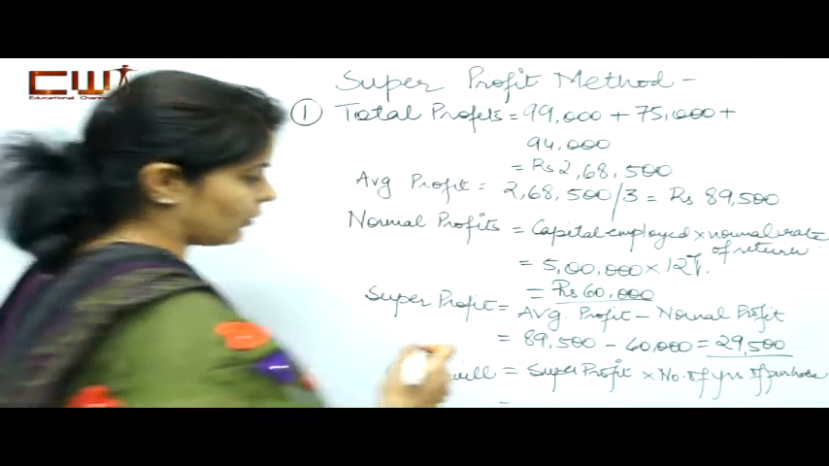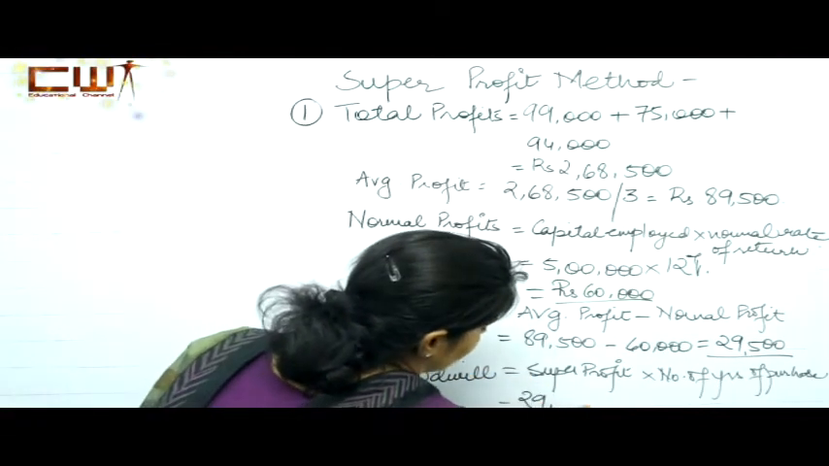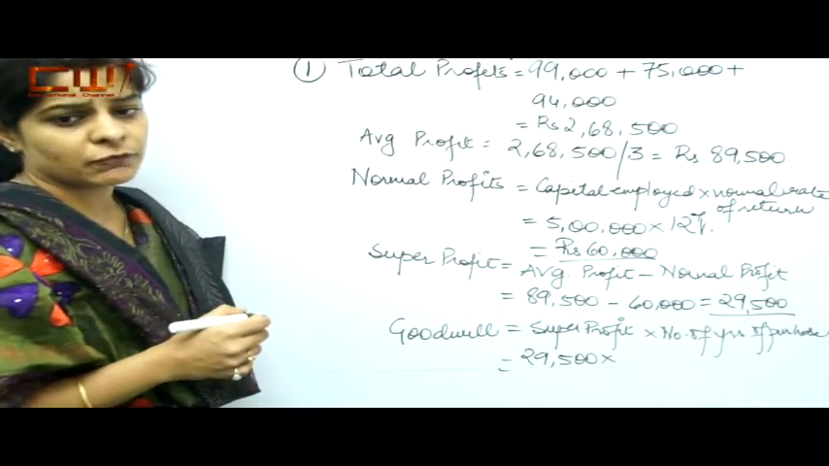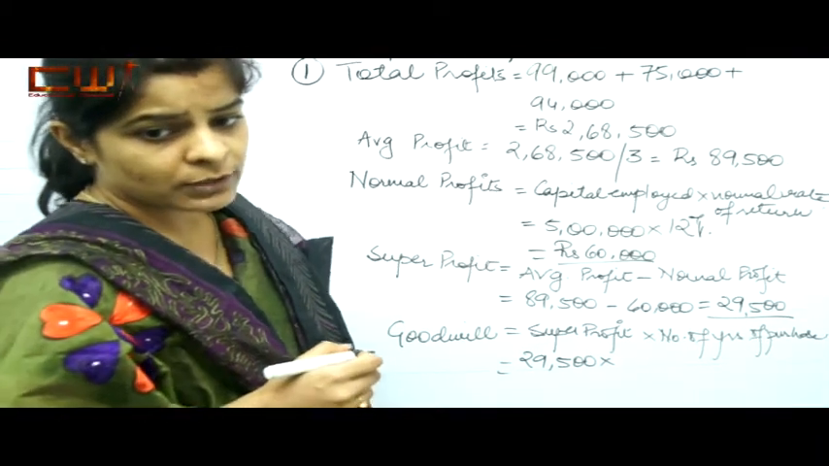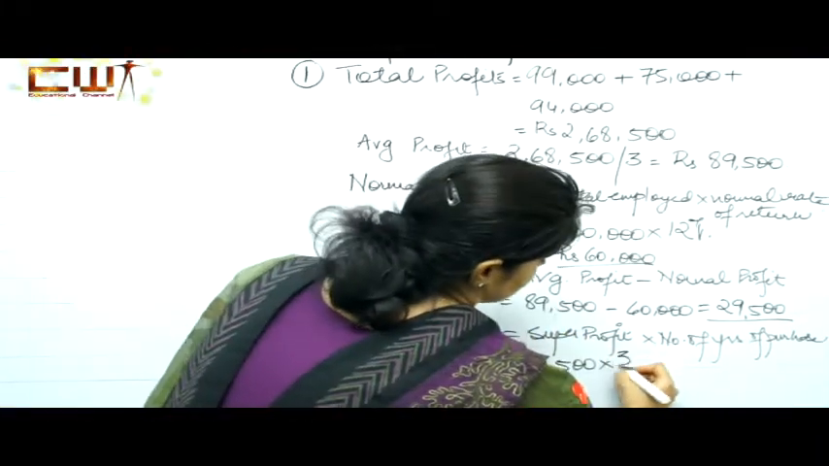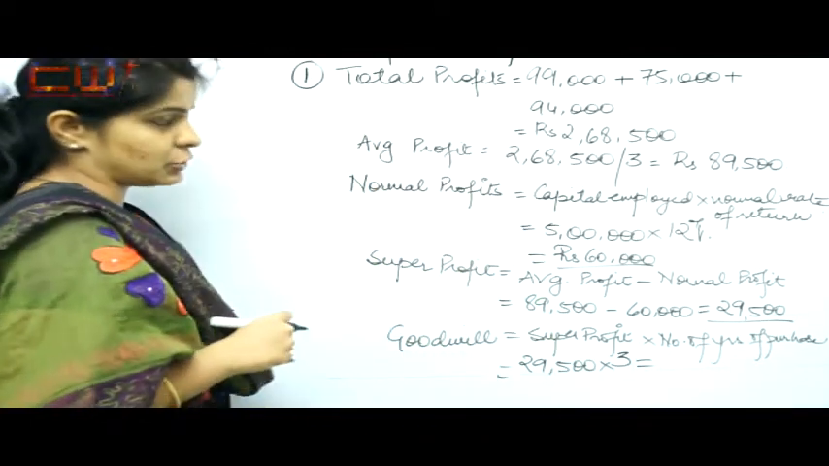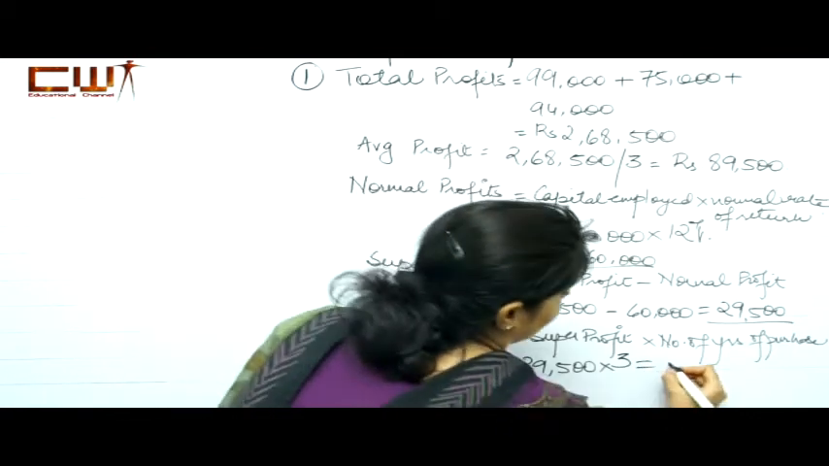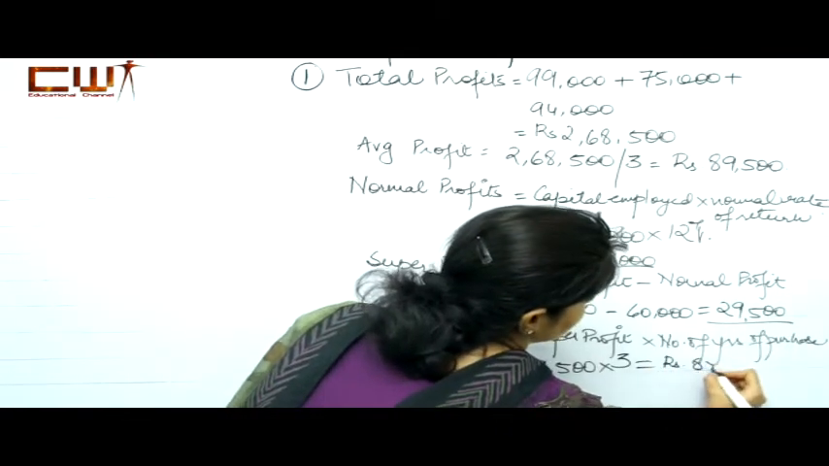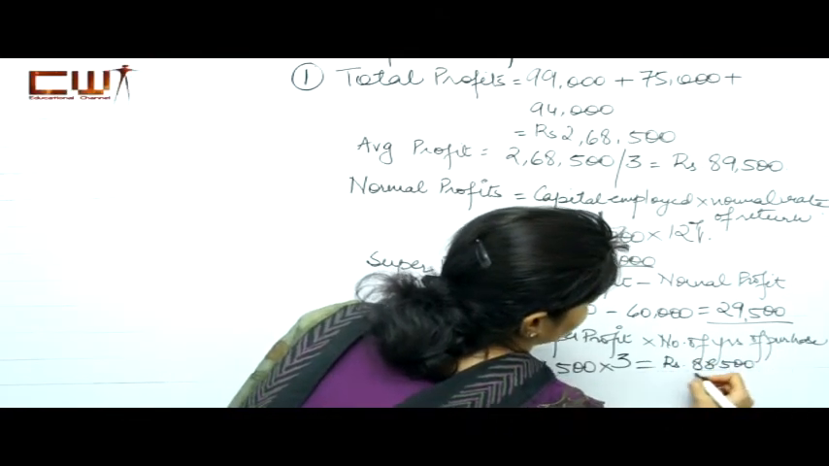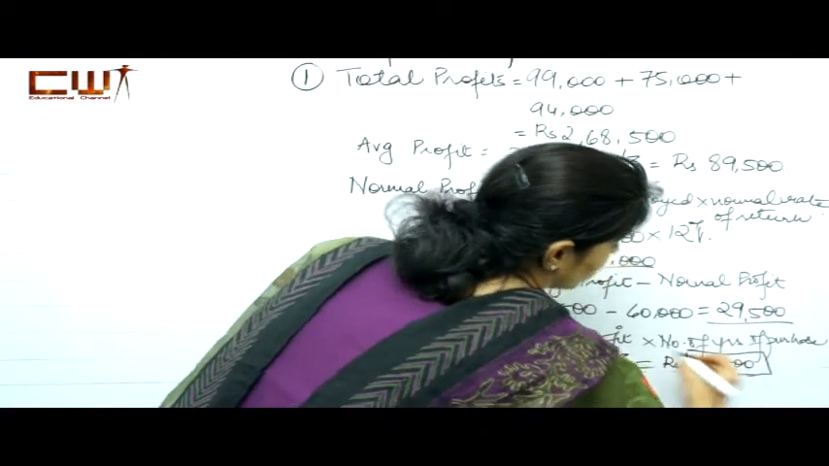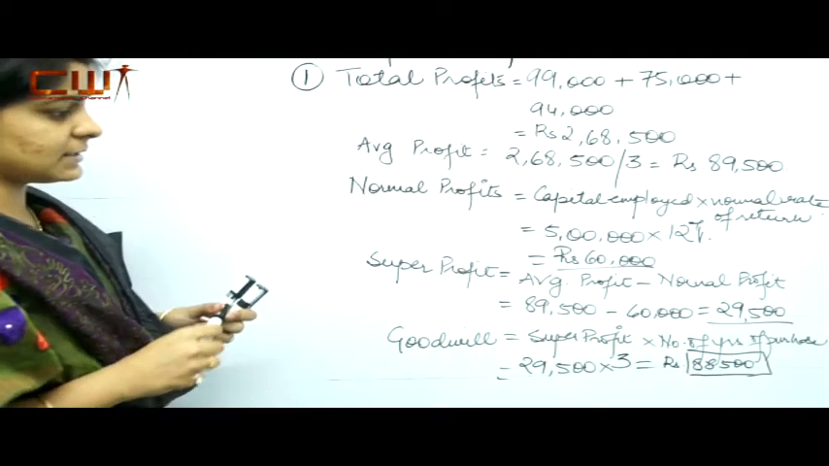What is super profit? How much super profit you have earned? 29,500. What is the number of years of purchase given to you? Number of years of purchase given to you is 3. That's given in the question. 29,500 into 3 will give you 88,500. This is the amount of goodwill the company has earned.